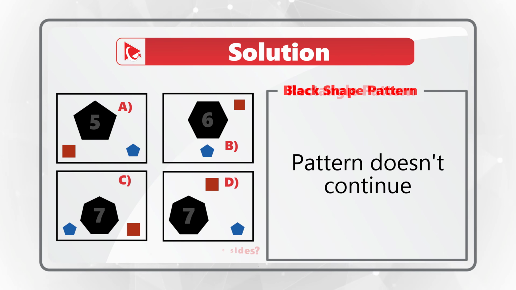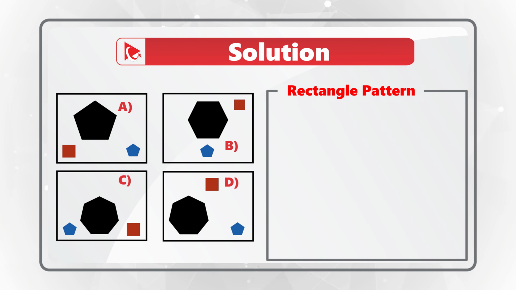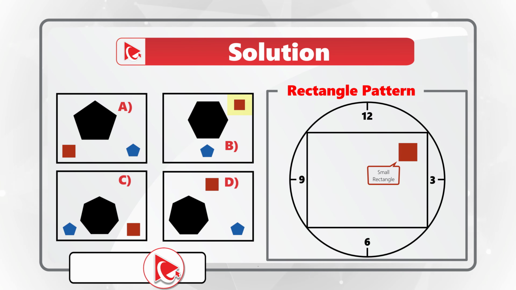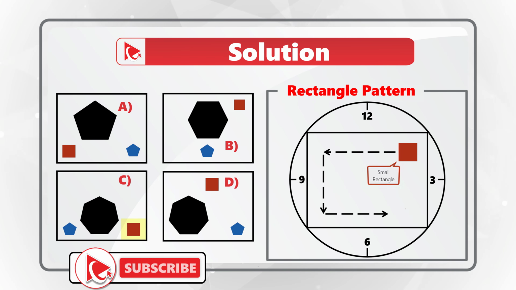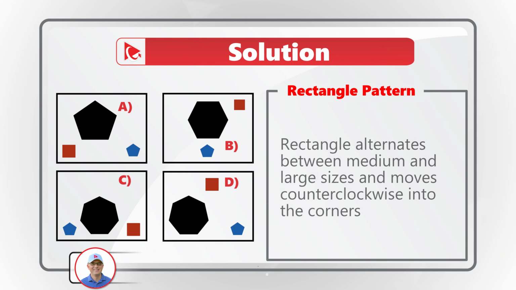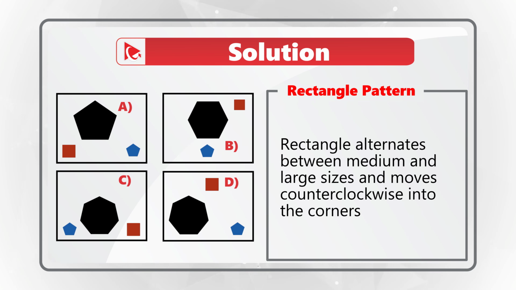Let's look at other shapes. If you look closely at the square, you see that the square jumps in object A from 8 o'clock to 2 o'clock and then jumps to 4 o'clock. So it is possible that the square incrementally goes around the clock counterclockwise and increments corner by 1. You can also see that the rectangle alternates between medium and large sizes when it moves counterclockwise from the corners.